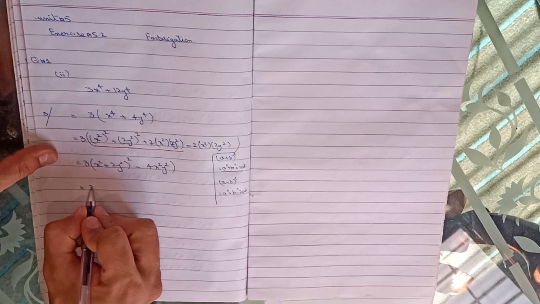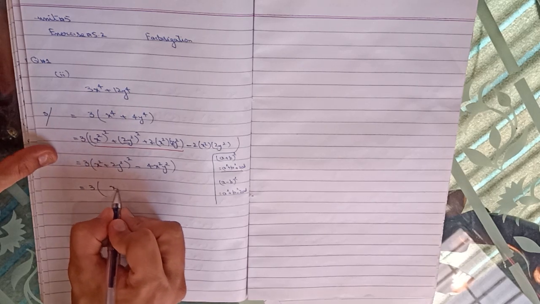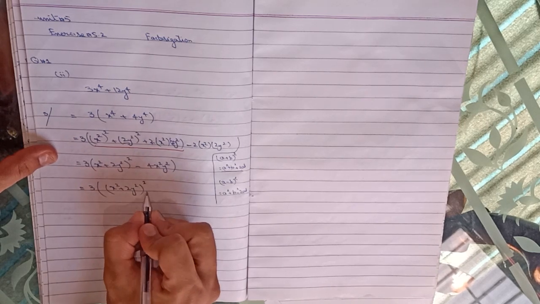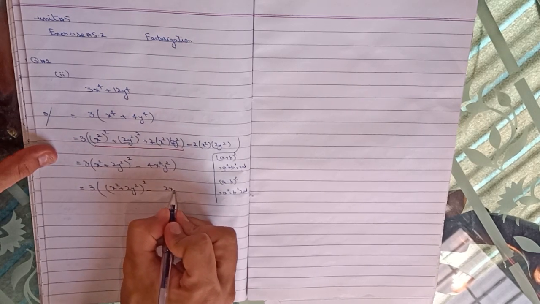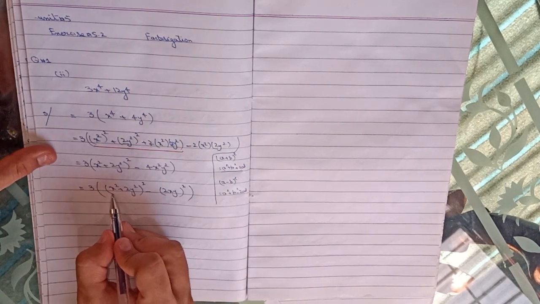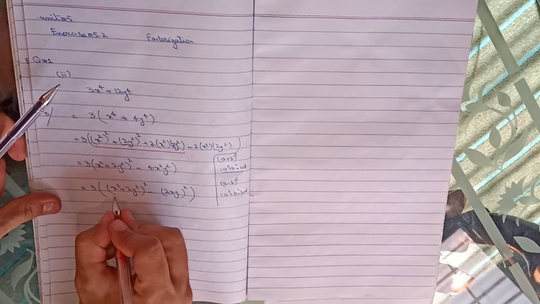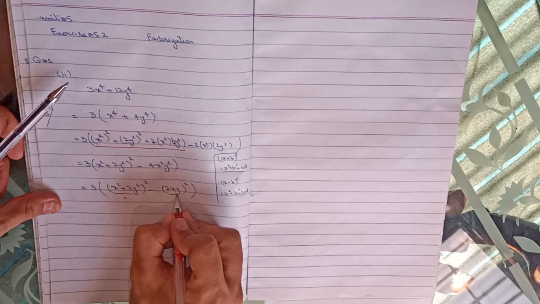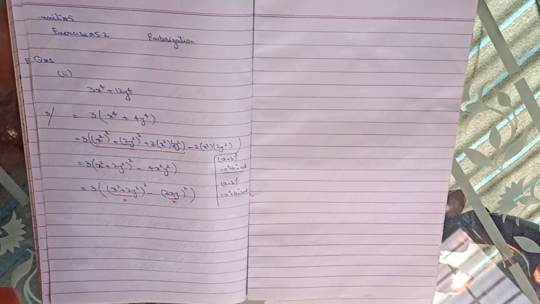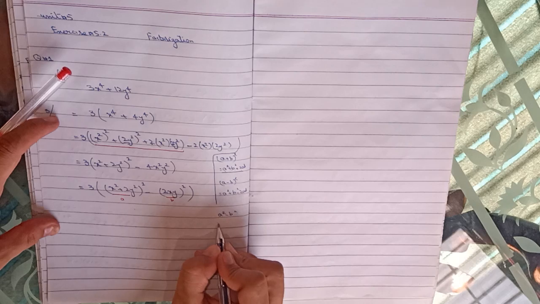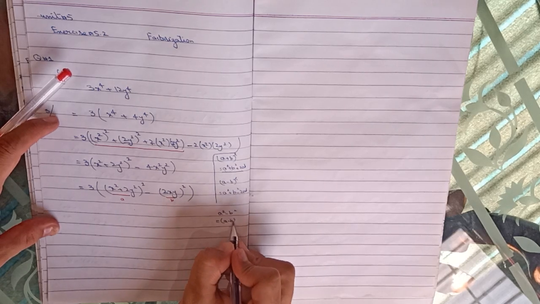3 remains as it is. This is (x^2 + 2y^2)^2, and this minus 4x^2y^2 can be written as (2xy)^2. Now this is the a^2 - b^2 form. The whole expression x^2 + 2y^2 is our a and 2xy is our b. And you know type number 4 of factorization: a^2 - b^2 is equal to (a - b)(a + b).